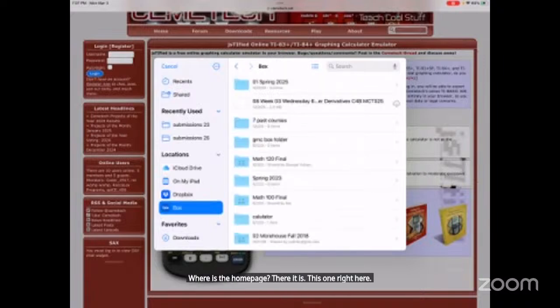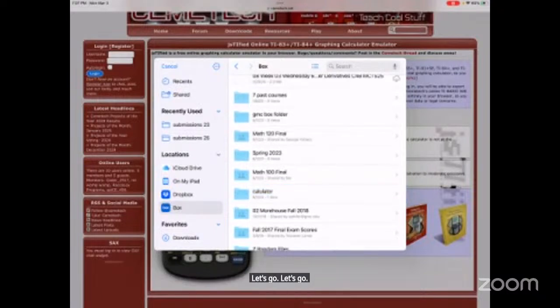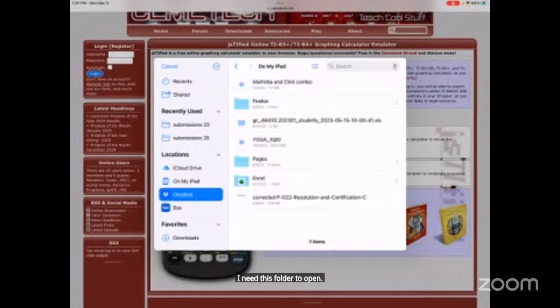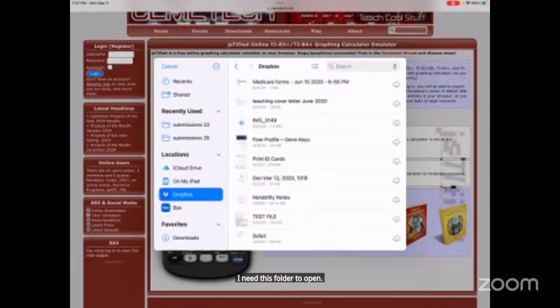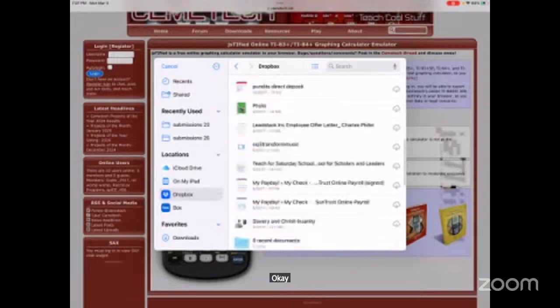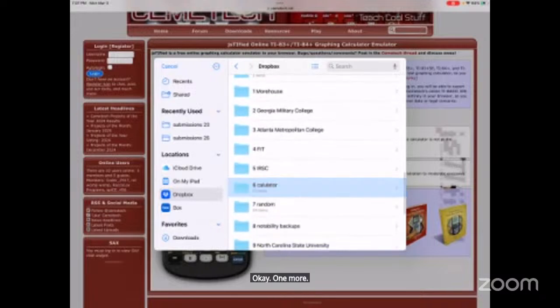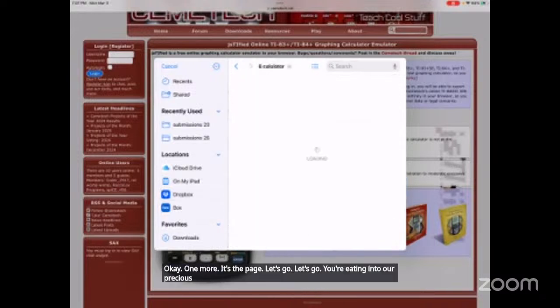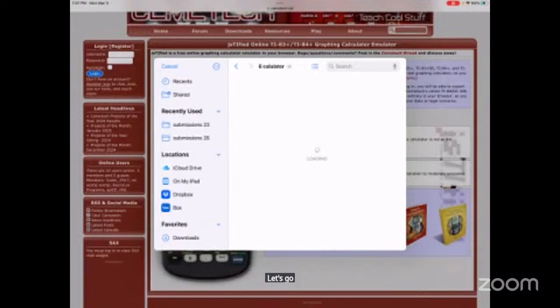Let's go. Come on. You know you want to open today? I need this folder to open. Okay, one more. This is the page. You're eating into our precious time. Come on, you can do it. I believe in you. Oh, come on.